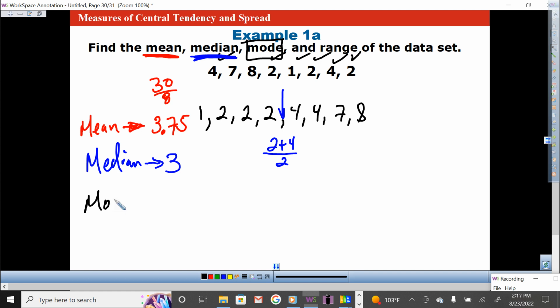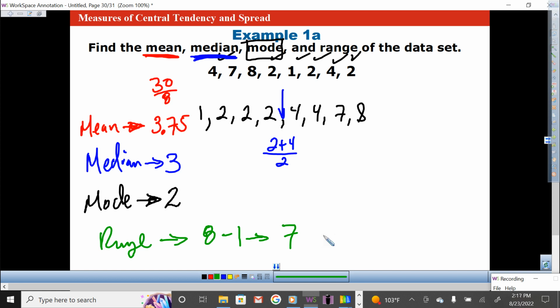Hopefully that's obvious. Mode. Everyone? In this case, it's only 2. Some of you wanted to say 4, but which one is the one that is there the most? 2, okay? And let's compute the range. To compute the range, we take the largest number, subtract from the smallest number, so the range is 7.